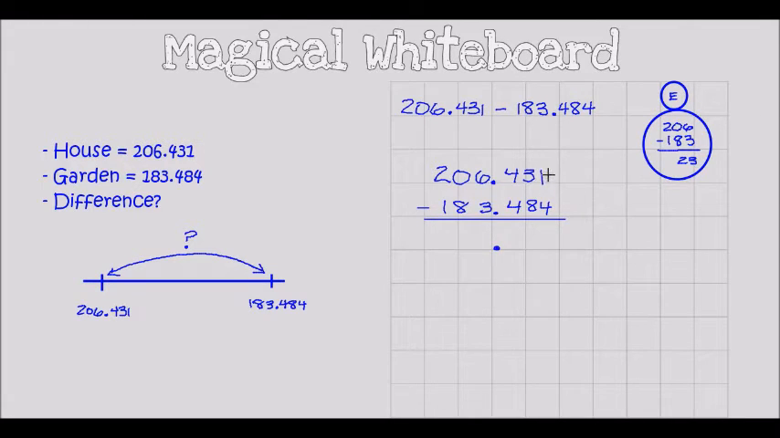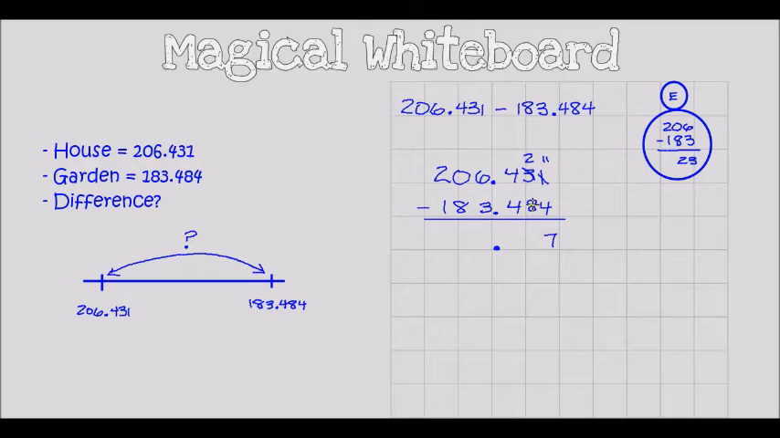So let's subtract. 1 thousandth minus 4 thousandths. I can't do that, so I need some more thousandths. So I'm going to borrow from the hundredths. I'm going to leave 2 hundredths behind. The hundredth I'm borrowing is worth 10 thousandths. I already have 1 thousandth, so that means I now have 11 thousandths. 11 thousandths minus 4 thousandths is 7 thousandths.